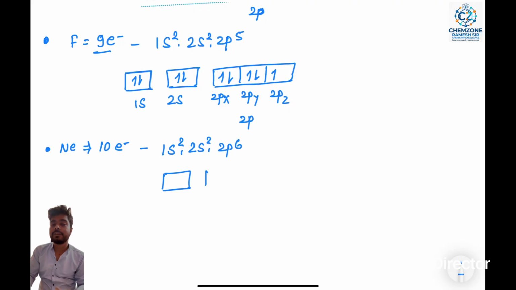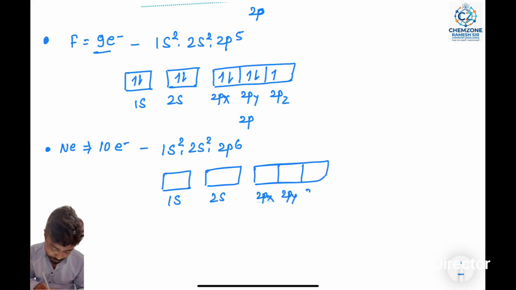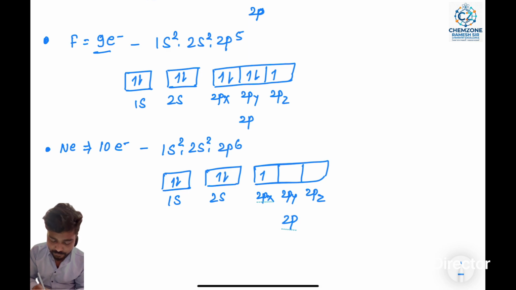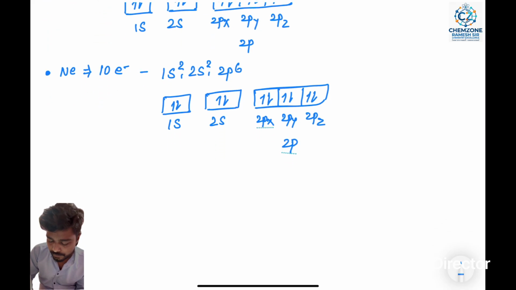That is 1s, 2s and 2p. Okay, 2p means 2px, 2py and 2pz. So that is your 2p orbitals, 3 types of orbital. Then all orbitals are in paired form. So 1 is 2 electrons, 2, 3, 4, 5, 6, 7, 8, 9 and 10. Okay, 10 electrons are present for your neon. That is the electronic configuration of your neon.